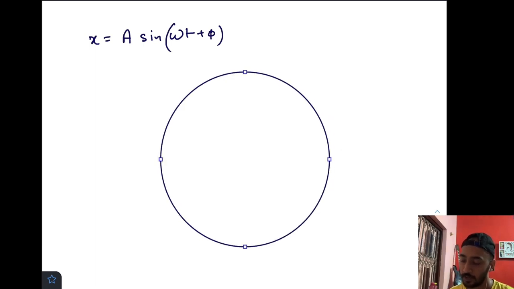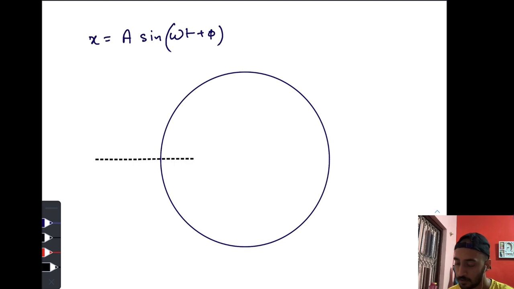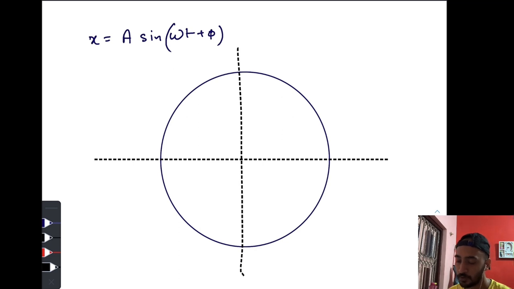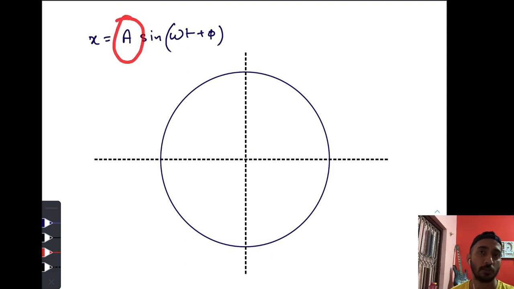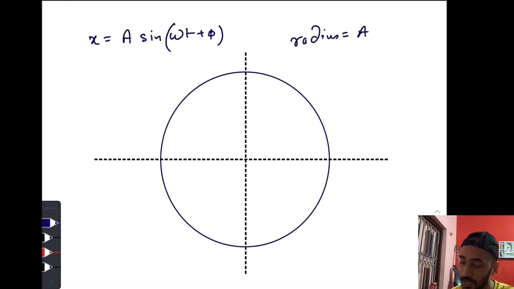We have the general solution, which is x equals a sin(omega t plus phi). Now let us draw a circle. This one passes through one of its diameters, and this also passes through one of its diameters. Now let the radius of this circle be equal to the amplitude of the simple harmonic motion. So the radius of the circle is a. This is the x axis, this is the y axis, and this is the phase, the actual phase.